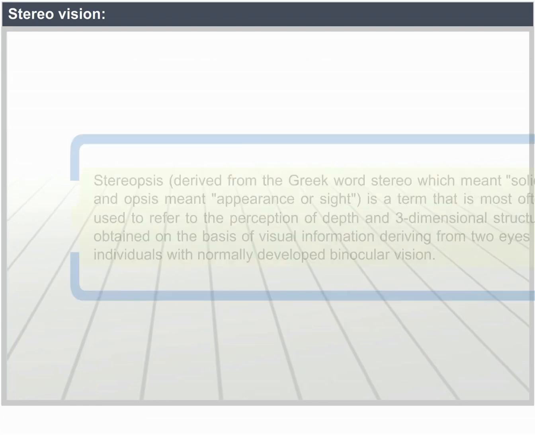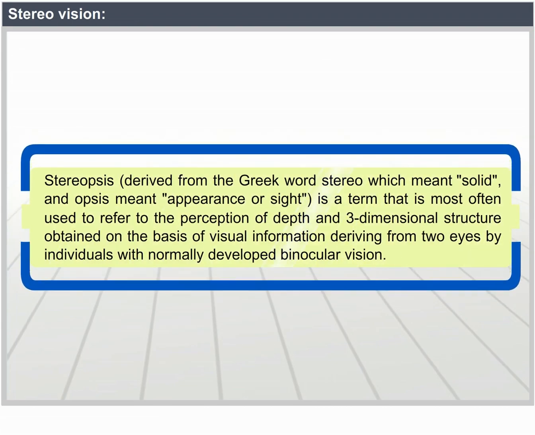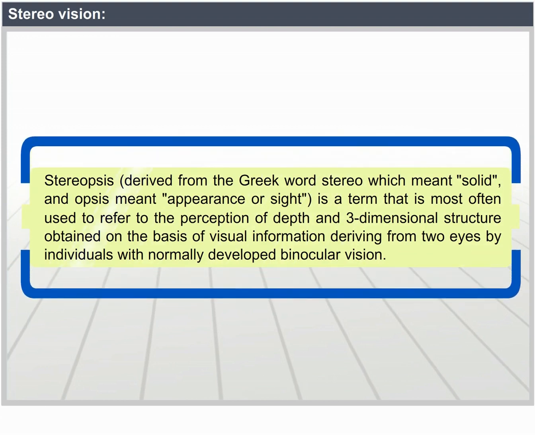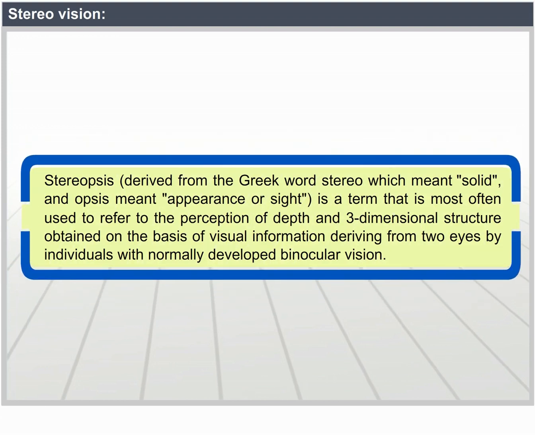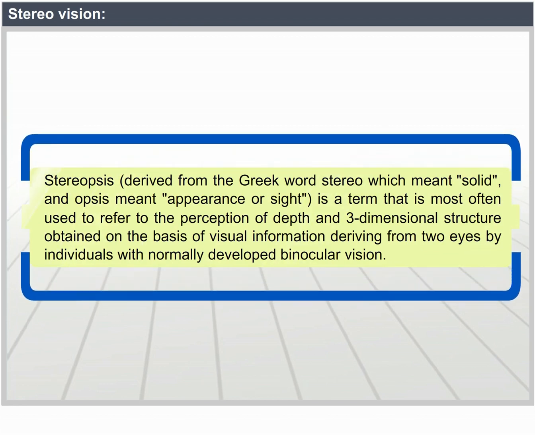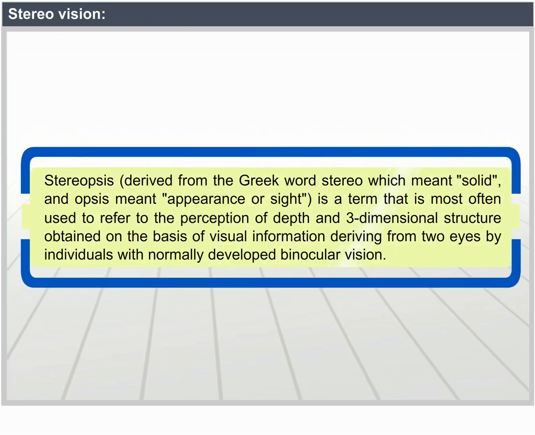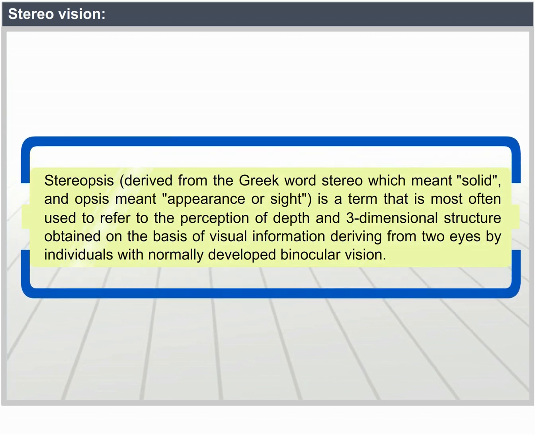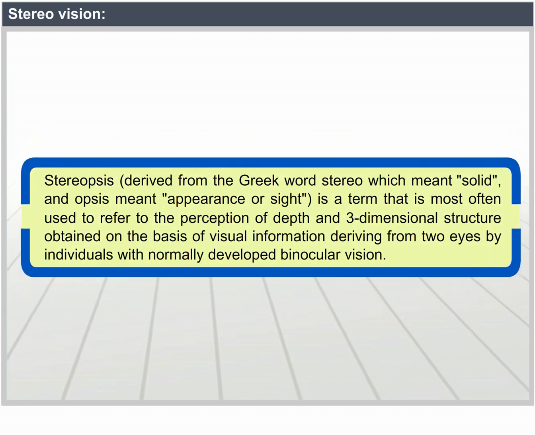Stereovision. Stereopsis, from the Greek stereo meaning solid and opsis meaning appearance or sight, is a term most often used to refer to the perception of depth and three-dimensional structure obtained on the basis of visual information deriving from two eyes by individuals with normally developed binocular vision.